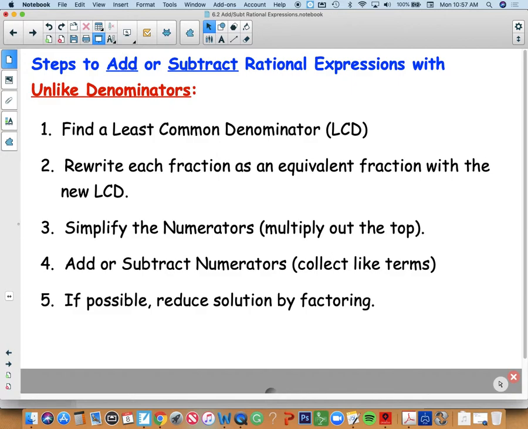So these are pretty much the steps to simplifying addition and subtraction of rational expressions. You can paraphrase these like I was, but they're fairly straightforward as they're written here. So go ahead and write those down, and we'll follow those in the next problem here.